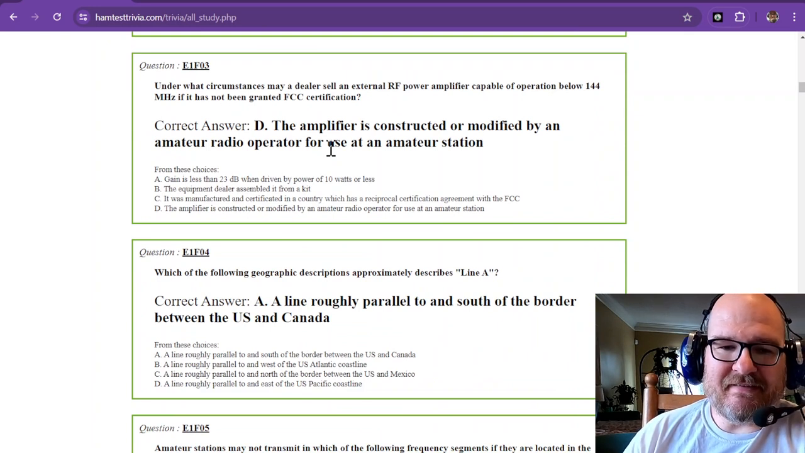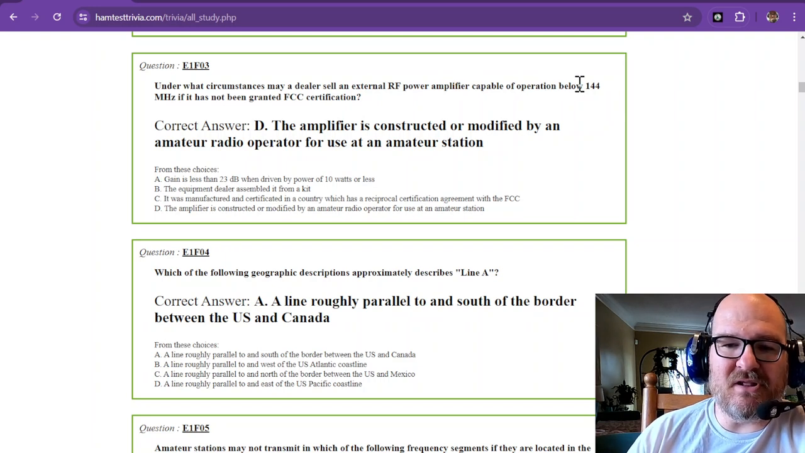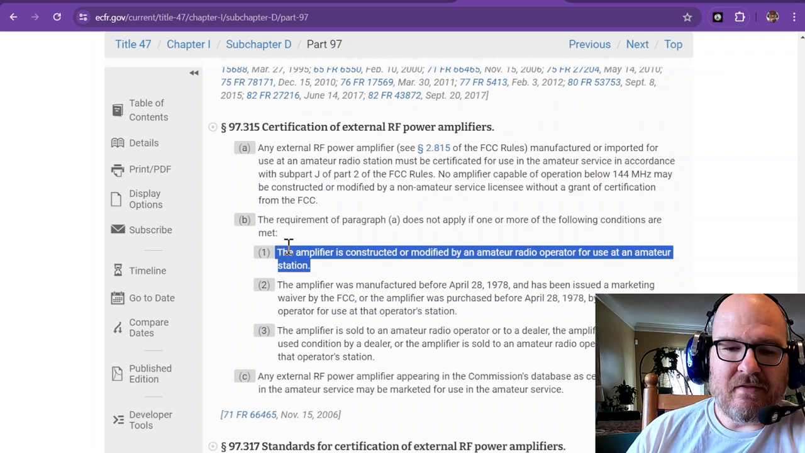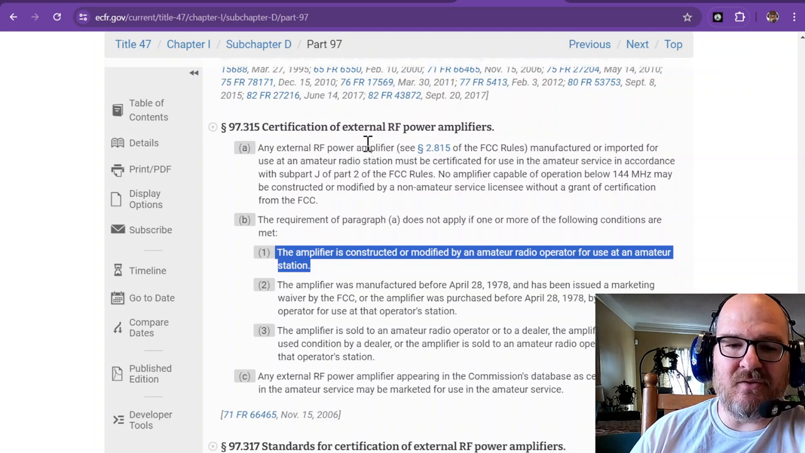Under what circumstances may a dealer sell an external RF power amplifier capable of operation below 144 megahertz if it has not been granted FCC certification? The amplifier is constructed or modified by an amateur radio operator for use at an amateur station. Now this goes back to the rules. That is part of 97.315, which is certification of external RF power amplifiers. So that's where it is in the rules.